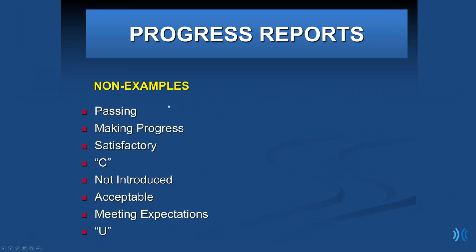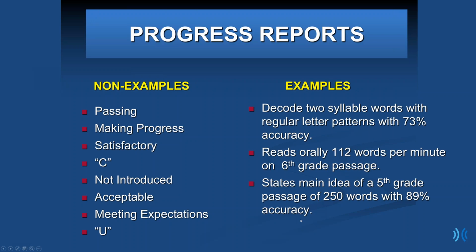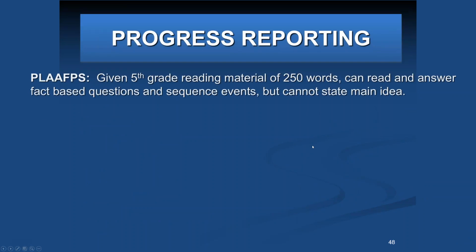Well, again, when I look at non-examples, I look at passing, making progress, satisfactory, C, not introduced, acceptable. I know there are folks out there nodding their heads going, oh my gosh, this is what I get. It's no wonder it's difficult to write an annual review if this is the kind of information you're getting. Real examples are, and we'll go to the bottom one, states main idea of a 5th grade passage of 250 words with 89% accuracy. Well, when he started out with 0, we are making progress. Easy to understand, and I can say, okay, fine. We're moving forward. The IEP is accomplishing what it needs to.